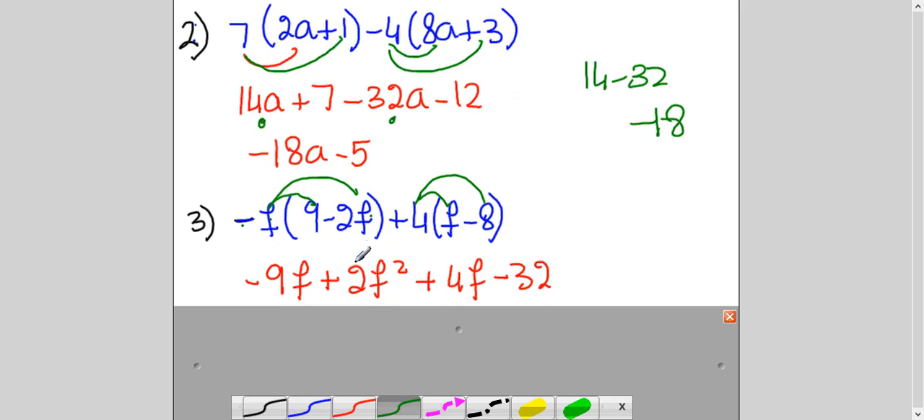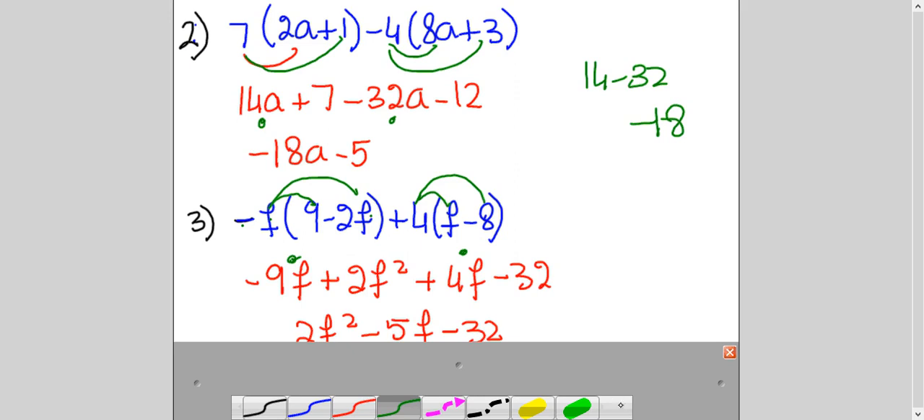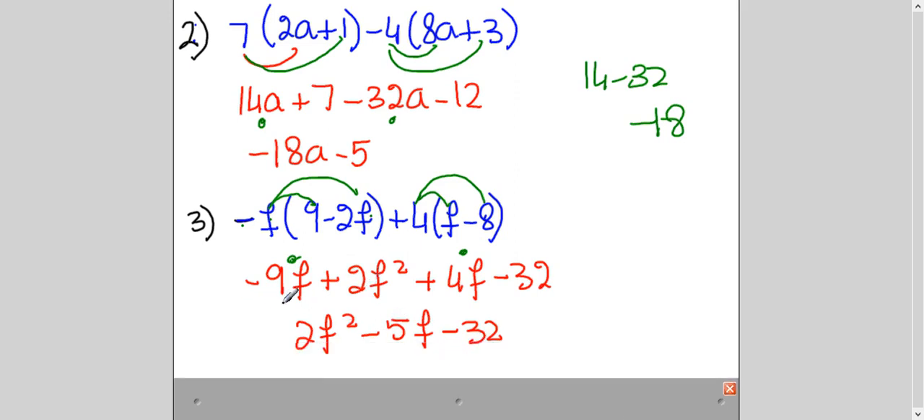Now again, if I see, this has no like term, but this has like term here, right? So if I rearrange it, it will be 2f squared minus 9 plus 4, right? Because f is the same letter, like terms. So this is equals to minus 5f and minus 32.